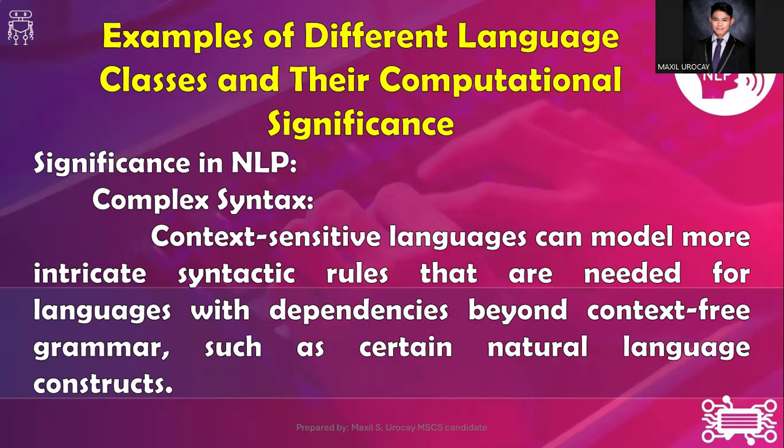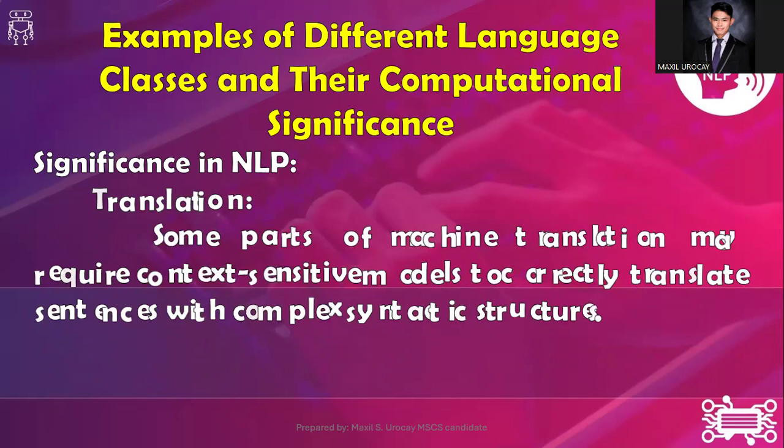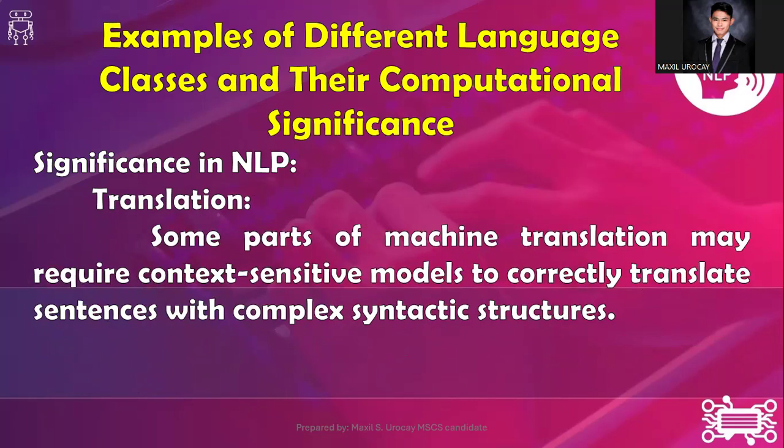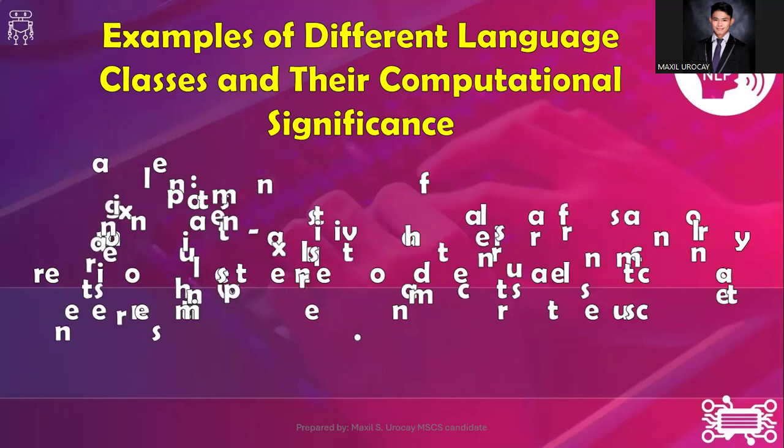So we also have here for the translation, some parts of machine translation may require a context-sensitive model to correctly translate sentences with complex syntactic structures. Meaning to say, this will help accurately translate sentences with complex syntactic structures that require dependencies beyond what context-free models can handle. So let's actually move on here with the example.